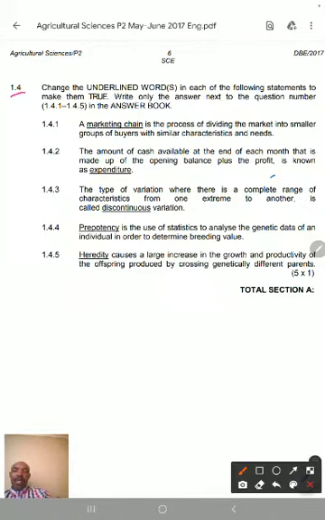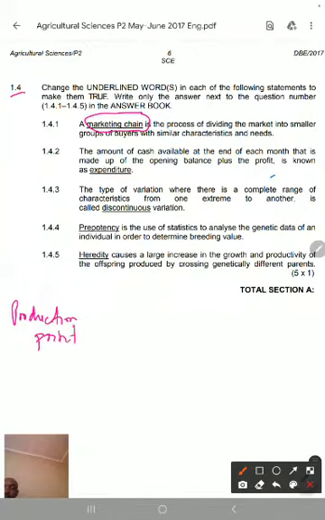Let's start with A. "A marketing chain," which is underlined, is the one that we need to change. The statement reads: process of dividing a market into smaller groups of buyers with similar characteristics. What is a marketing chain? We know a marketing chain is all the processes from the production point right up to consumption, where there are consumers.